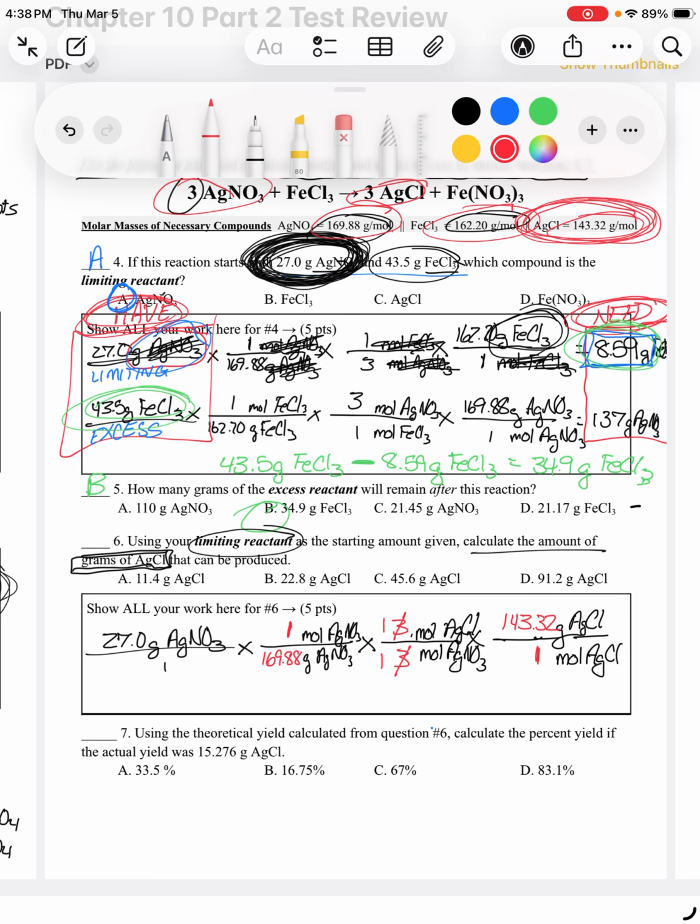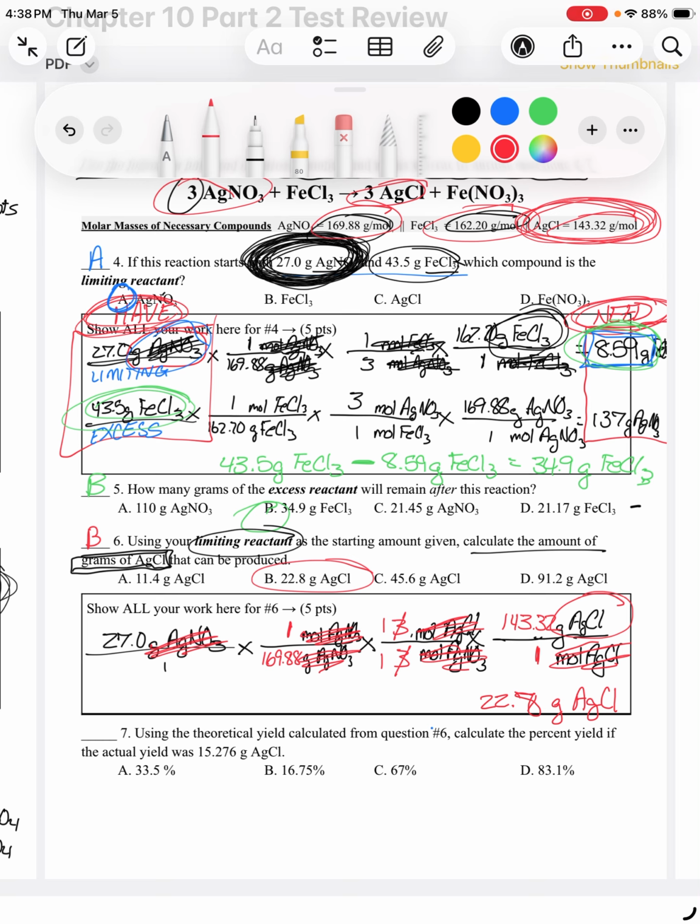So 27 times 143.32 divided by 169.88 equals 22.77, or to round to 3 sig figs, 22.8 grams of silver chloride. Grams of silver chloride. I'm working with grams of silver chloride, but grams of silver nitrate canceled, moles of silver nitrate canceled, moles of silver chloride canceled. That leaves us with grams of silver chloride.